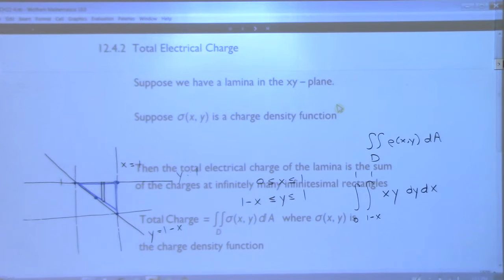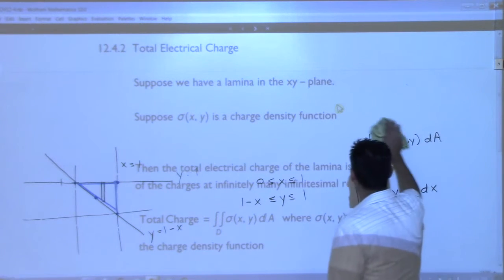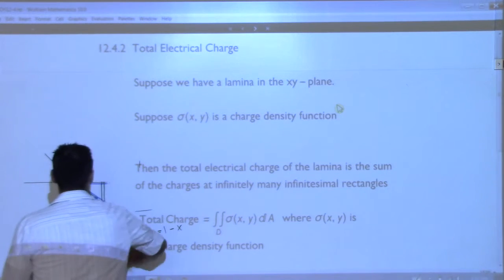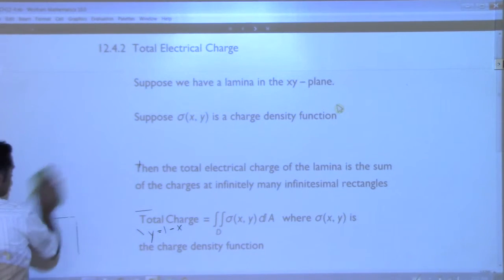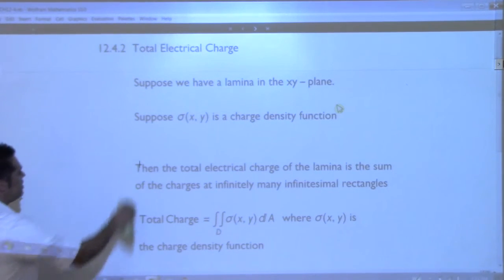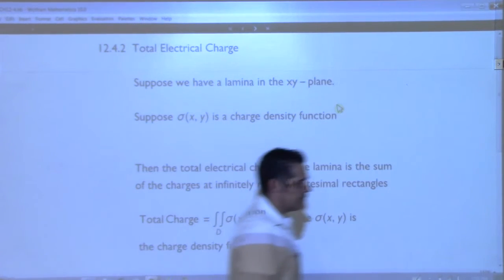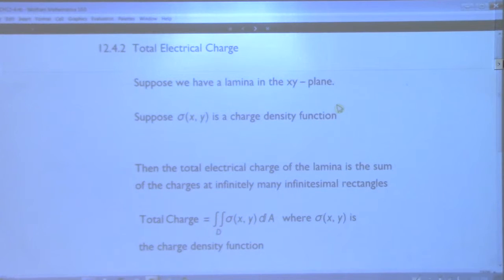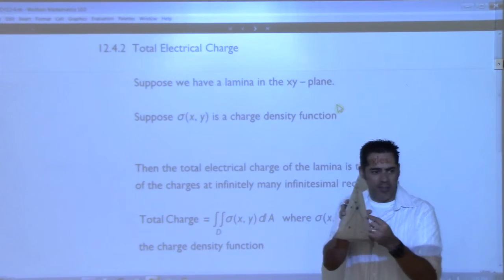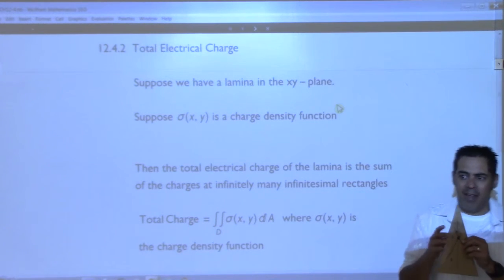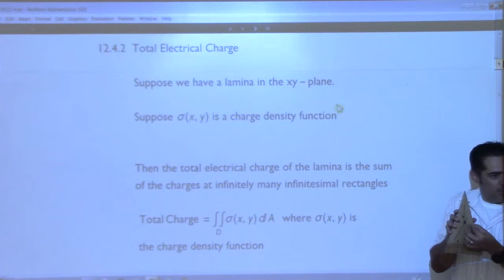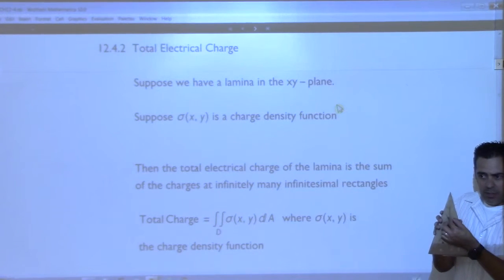So this concept can be extended. If you don't want to talk about the mass of a lamina, you can use this in another application, which has to do with what's called electrical charge or charge density. So let's say, again, we have a lamina, and let's say that there's some way of measuring the charge density. So we're talking about electromagnetic charge. We're not talking about mass anymore. We're saying at every point there's some sort of electromagnetic charge.